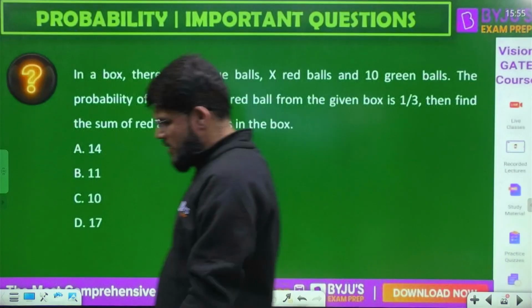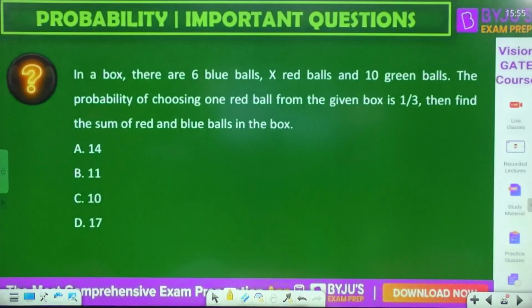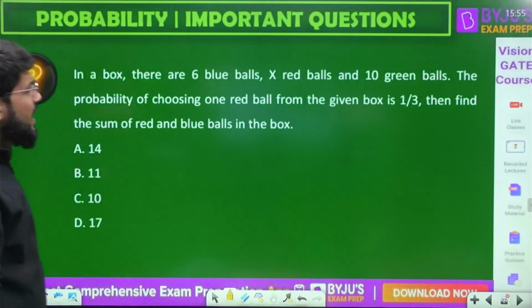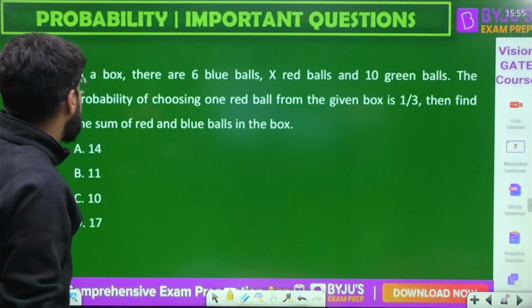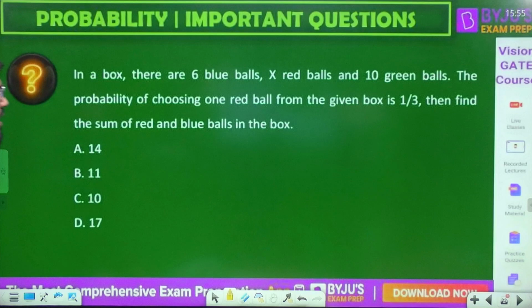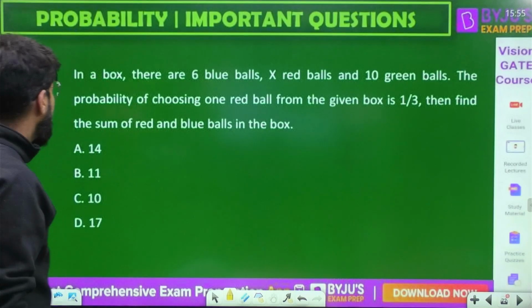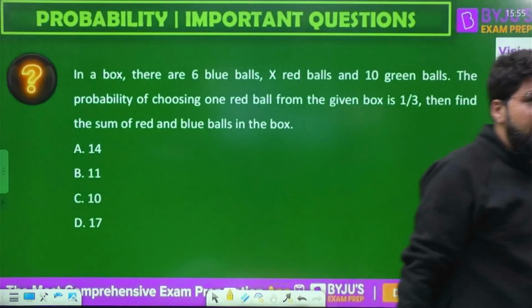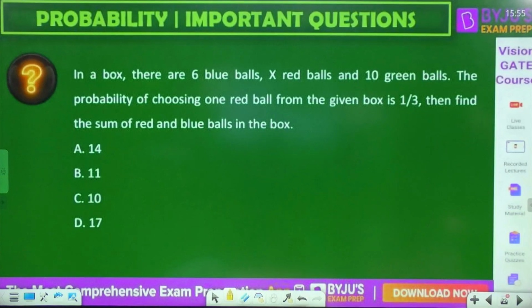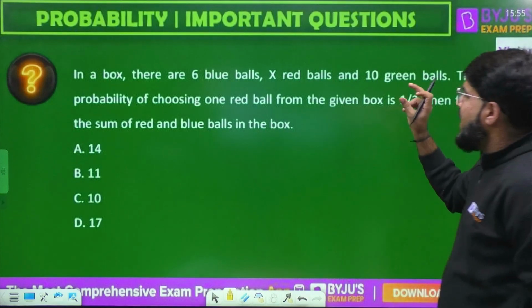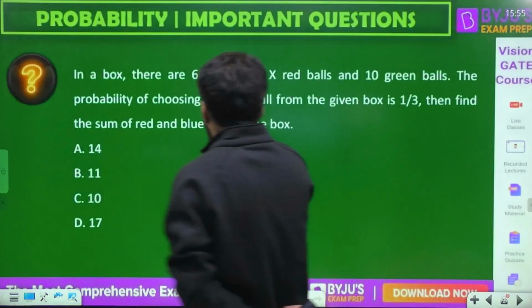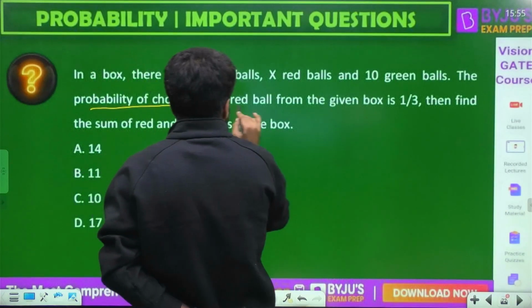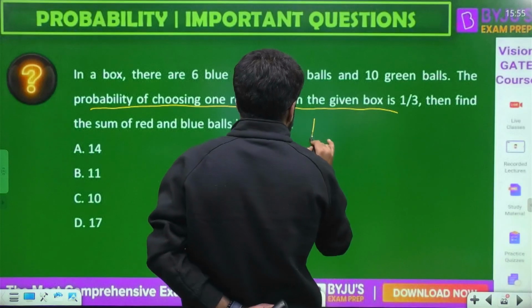So I have the next question now. In a box, there are 6 blue balls, X red balls, and 10 green balls. The probability of choosing 1 red ball from the given box is 1 by 3. Find the sum of red and blue balls.